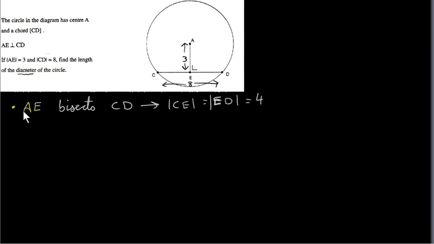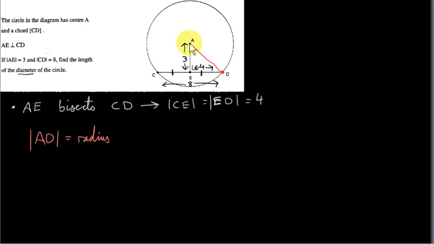Now we use an important theorem here. The theorem says that if we draw a perpendicular line from the center of a circle to any chord on the circle, so AE is a perpendicular line to the chord CD, then AE will bisect the chord. It will cut the chord in half. So if the length of the chord is 8, then the length of CE must be equal to the length of ED, which must be 4. Half of 8 is 4.